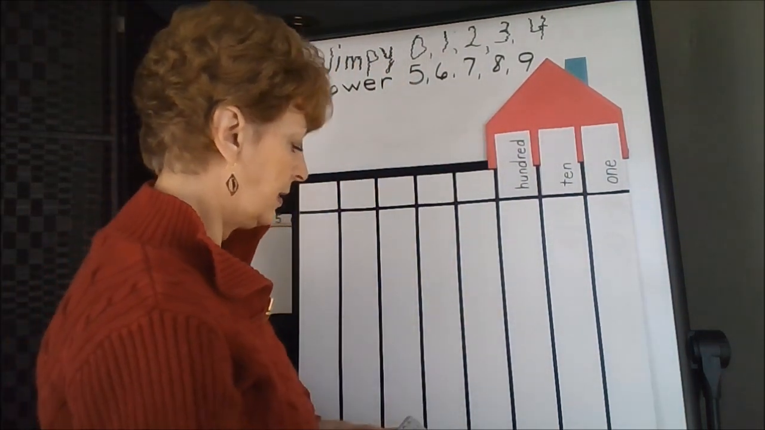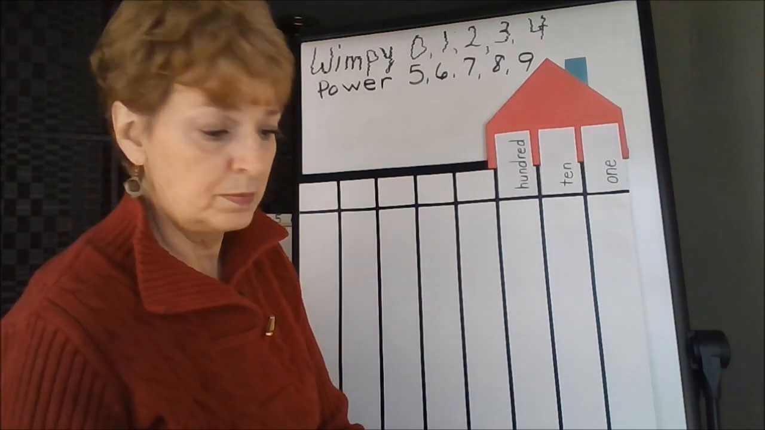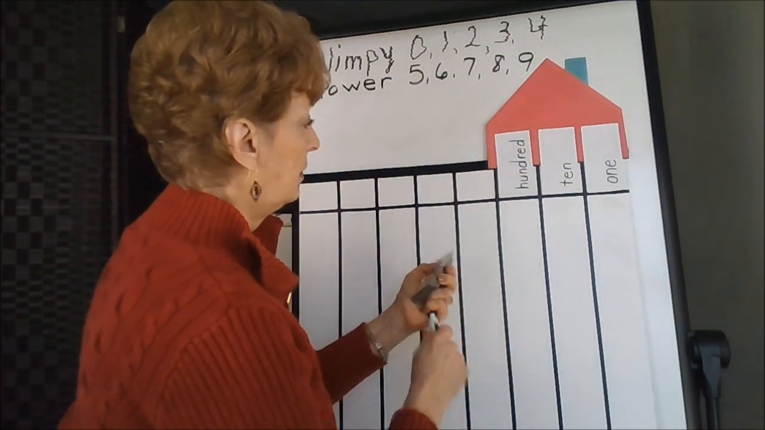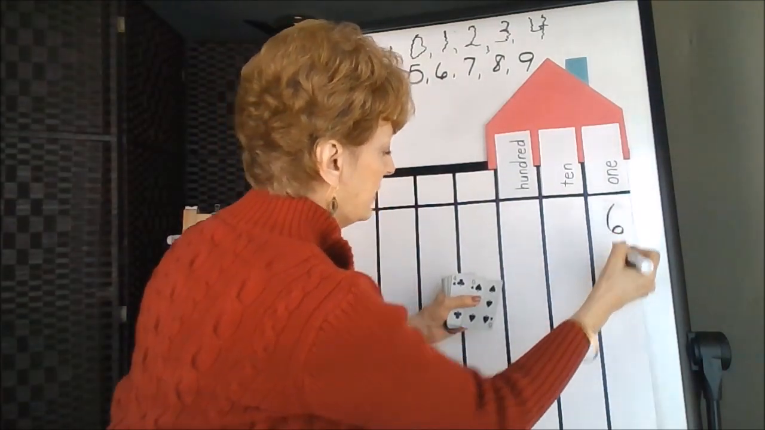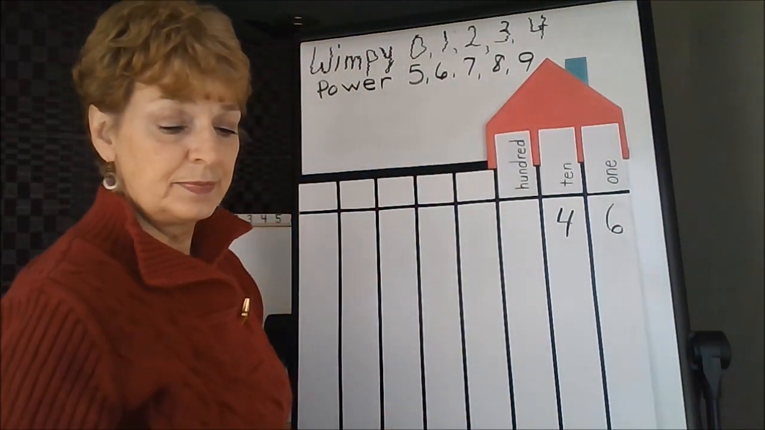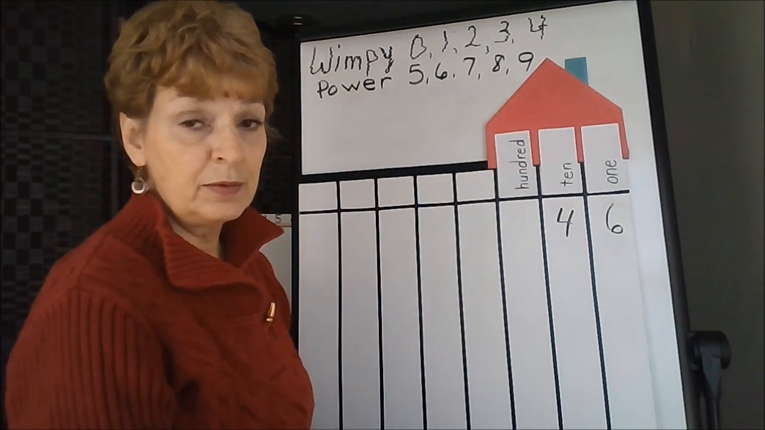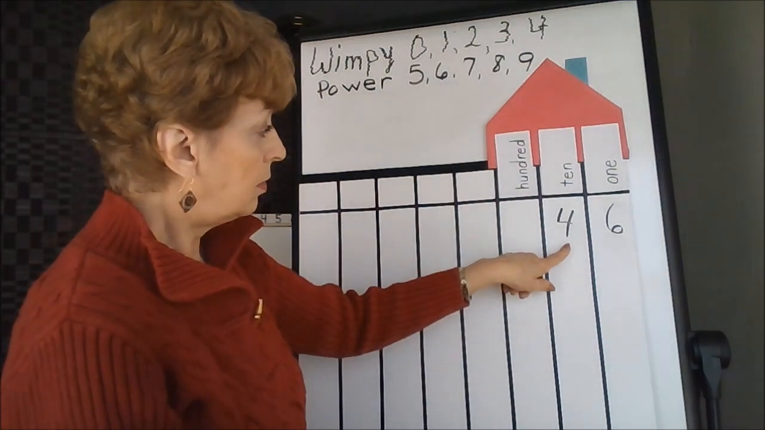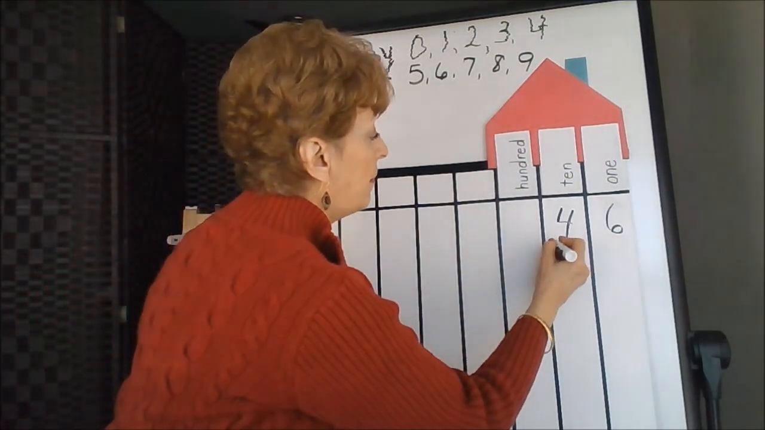What if we had the next number? Let's do a 6 and a 4 this time. Let's make it 46. Again, we would be rounding. We need to know the place value that we're rounding to. Let's round to the nearest 10.